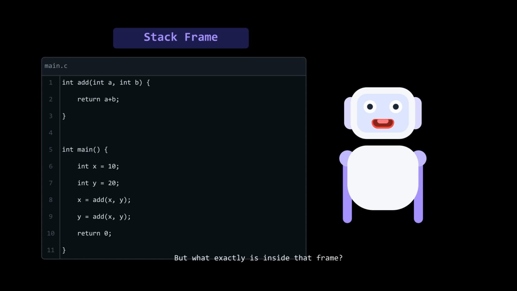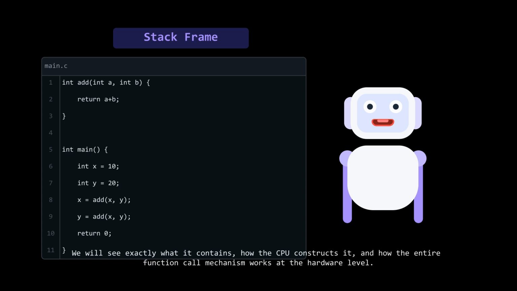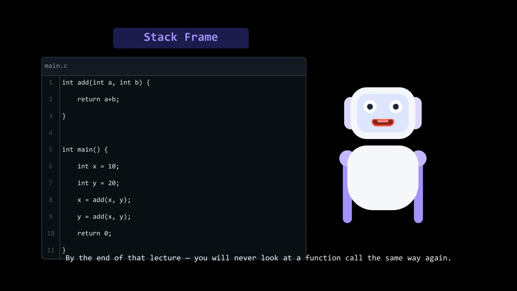But what exactly is inside that frame? Just a return address or something more? How does the CPU build it? When exactly does it get pushed? When does it get popped? In the next lecture, we go inside a stack frame. We will see exactly what it contains, how the CPU constructs it, and how the entire function call mechanism works at the hardware level. By the end of that lecture, you will never look at a function call the same way again.